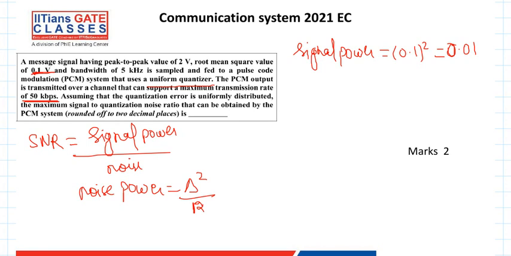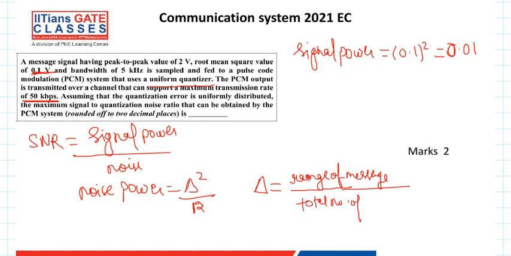So del can be calculated as the range of message upon the total number of levels, the quantizer levels in the quantization. The range of message we already know is 2 volt, but we don't know what is the total number of levels of the quantizer. So let's find that out.